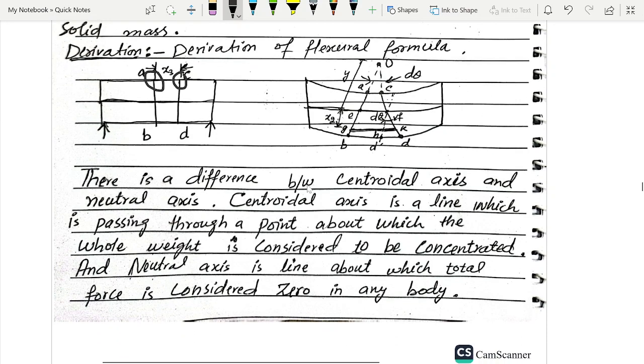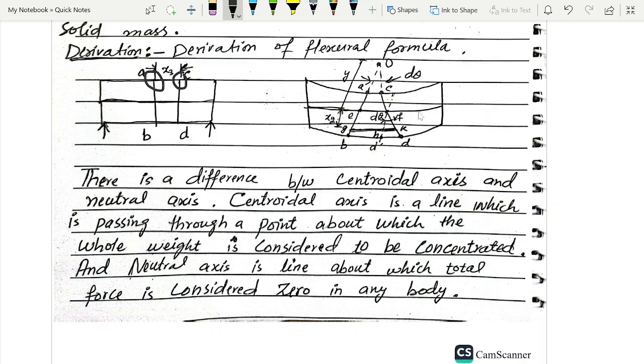There is a difference between the centroidal axis and the neutral axis. Here you can see that there will be a line. We call it a neutral line or a neutral axis. It is written that the neutral axis is a line about which the total force is considered zero in any body. Here we can see that the total force on this line is 0.